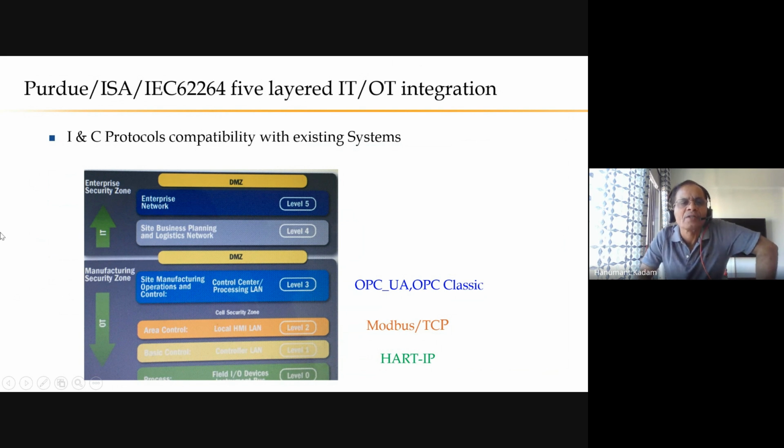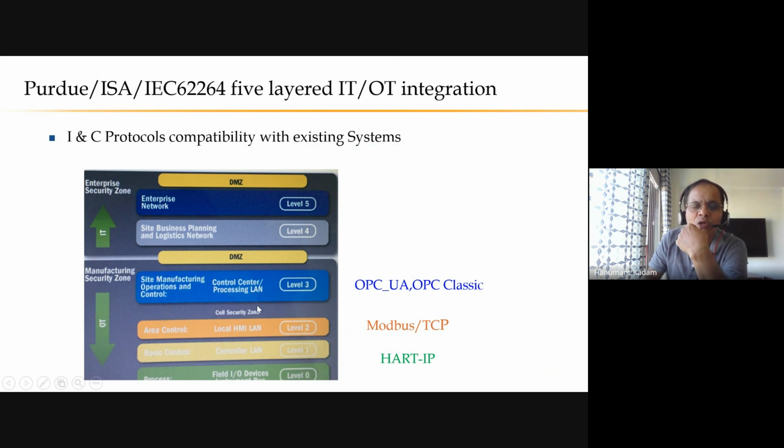So you see here 5 layers. Layer 0 is your field level. Level 1 is your basic control. Level 2 is your workstations, operational graphic user interface control, local HMI LAN. And out of this, when your plant data goes out, then the security zone is there. So this side below is OT and above is IT. And when this goes from level 2 to level 3, level 3 is your site manufacturing software, operation and control related.